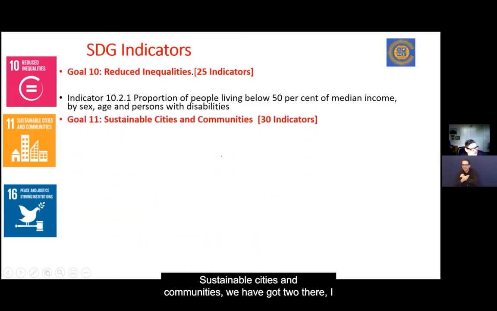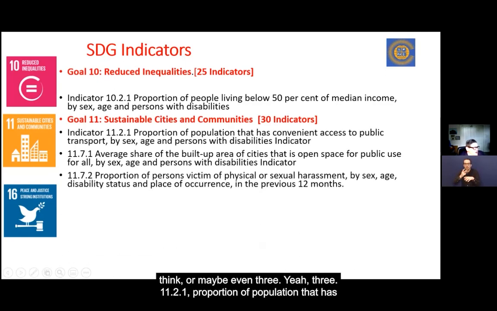Sustainable cities and communities. We've got 2 there, I think, or maybe even 3. Yeah, 3. 11.2.1, proportion of population that has convenient access to public transport. So you've got to be able to get onto that with a disability indicator. So that's an important one in city spaces, particularly. Average share of built up area of cities that is open public space for use by sex, age, and persons with disabilities. So whether the parks are accessible.